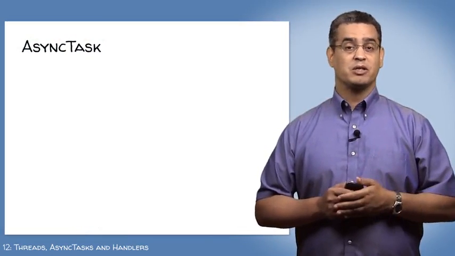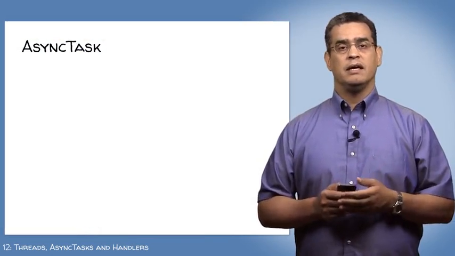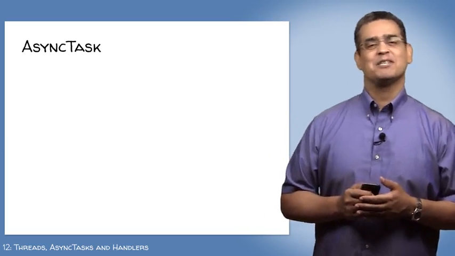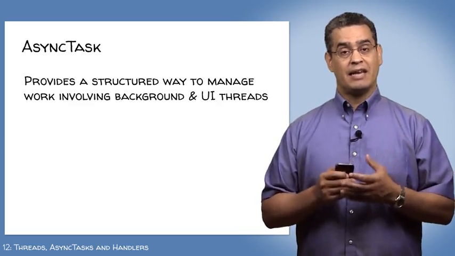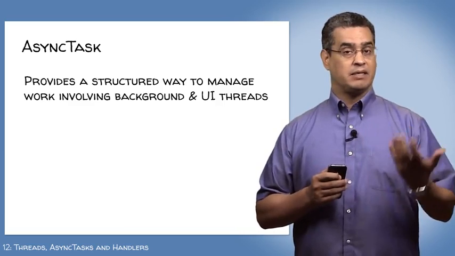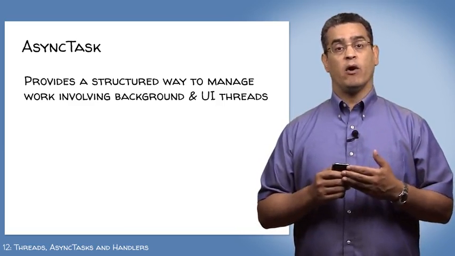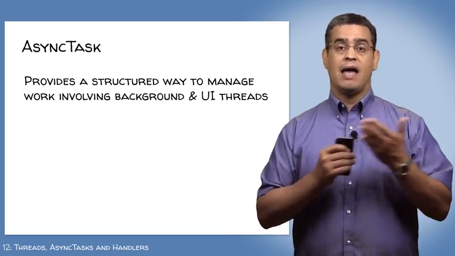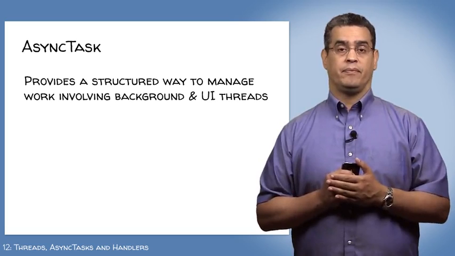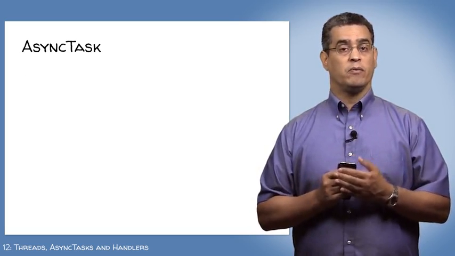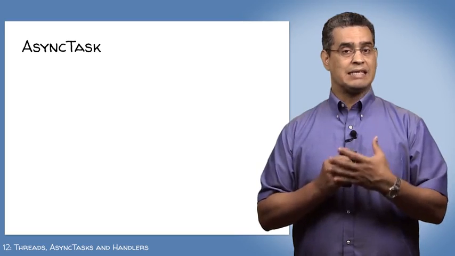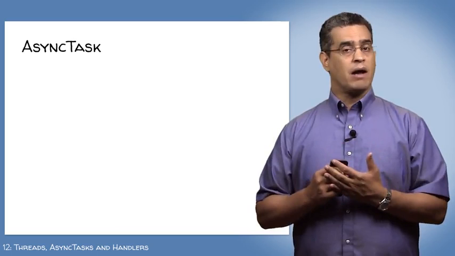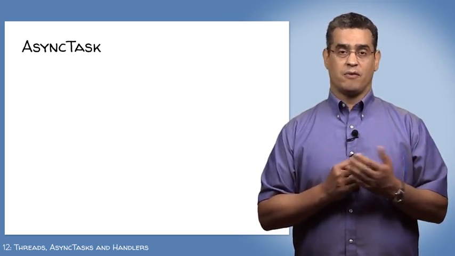The next threading support class that we'll discuss is the AsyncTask class. This class provides a general framework for managing tasks that, as in our previous examples, involve work that has to be shared between a background thread and the UI thread. The general workflow that you follow when you're using an async task is that work is divided between a background thread and the UI thread.